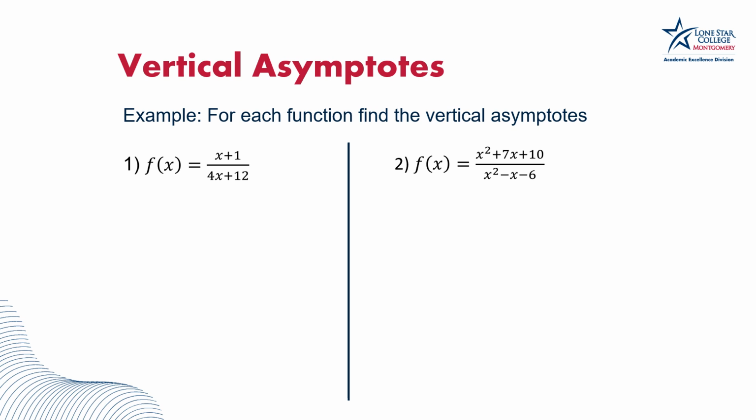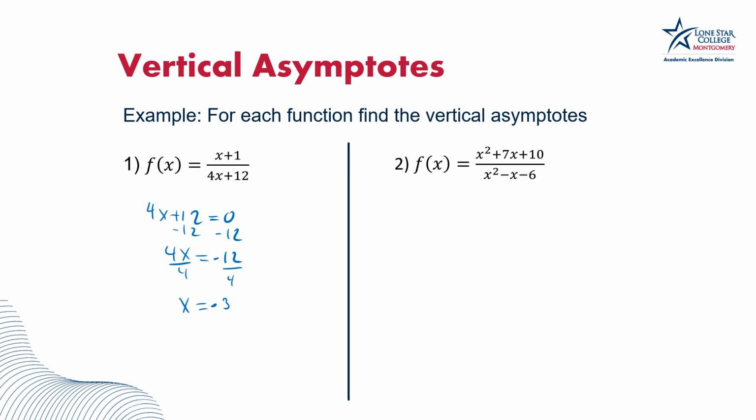For number 1 here, we have f of x equals x plus 1 divided by 4x plus 12. So first thing we do is find the vertical asymptote. We do that by just setting the denominator equal to 0, and we want to solve for x. So our denominator here is 4x plus 12. So we set that equal to 0. So we solve for x, we subtract 12 over. So it gives us 4x equals negative 12. And then we divide both sides by 4. So x equals negative 3.